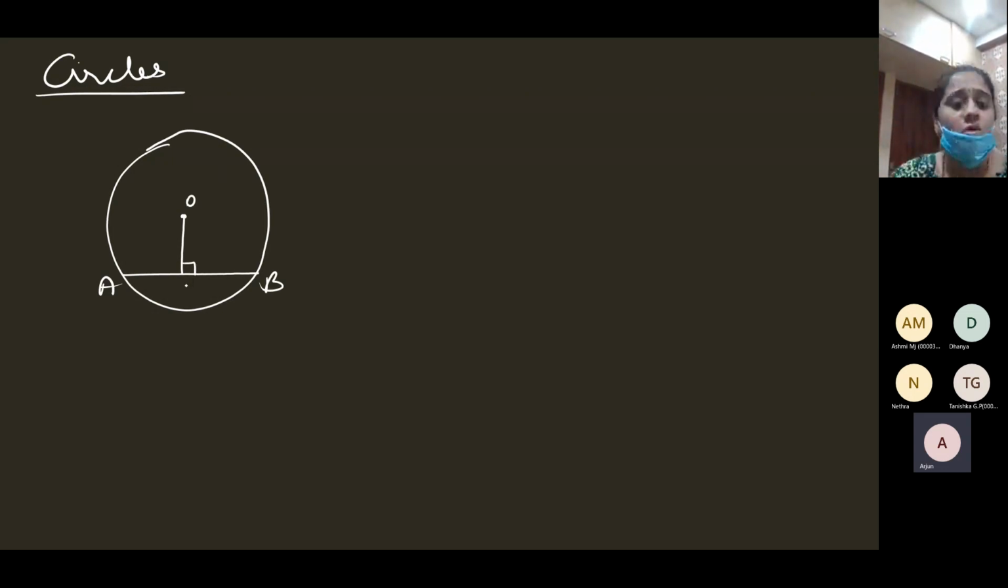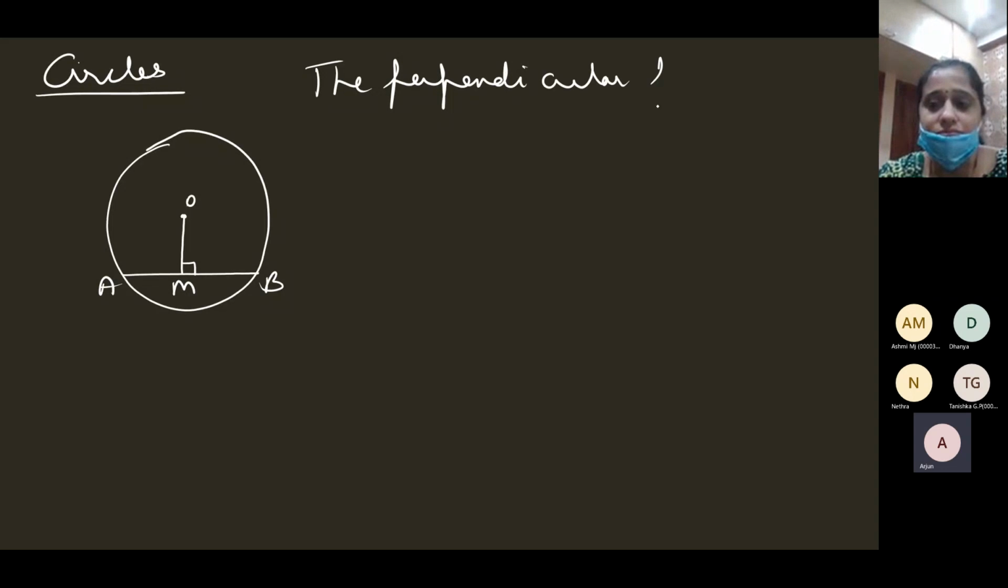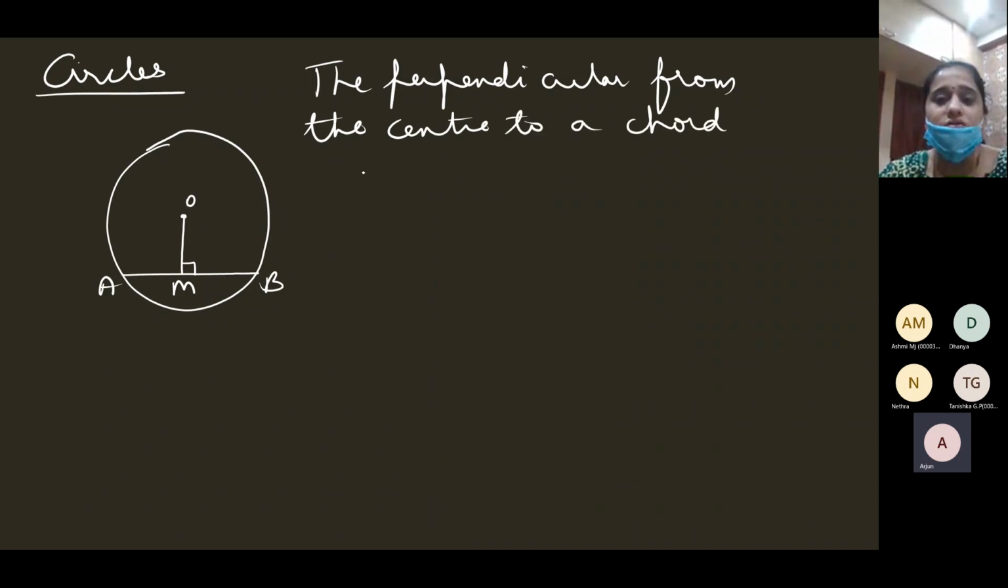Okay. So now you can see a circle with center O. AB is a chord, and OM is a line segment perpendicular to the chord AB. All right, we have a circle with center O. AB is a chord. OM is the perpendicular from the center to the chord. Now, what is the theorem? The perpendicular from the center to a chord bisects the chord.